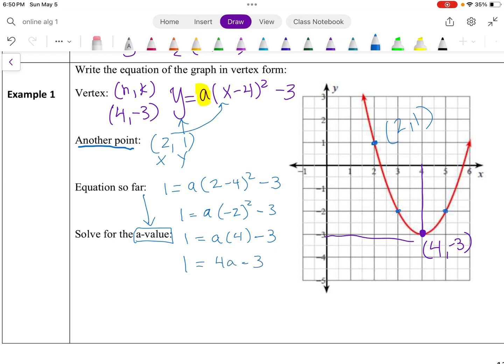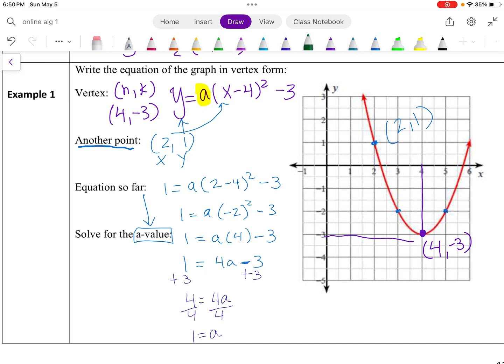I could also write this as 4a. Well, if 1 equals 4 times a minus 3, that's just a linear equation. I can solve that using inverse operations. I'm going to add 3 to both sides. 1 plus 3 is 4, equals 4 times a. If I divide by 4, I find that a equals 1.